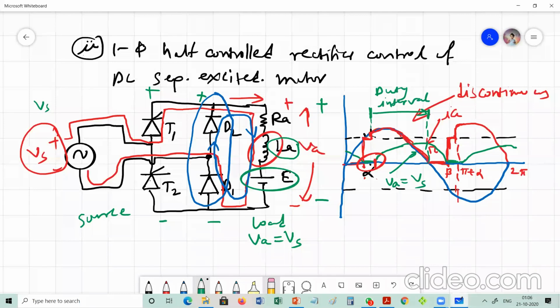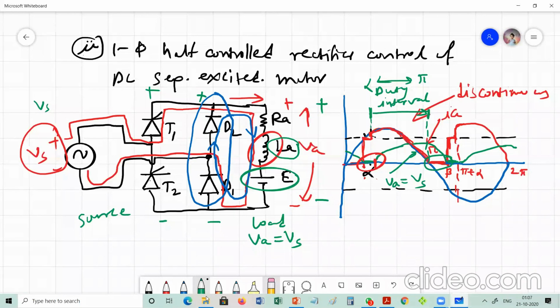Its duration starts from alpha and ranges up to pi. Again from pi to beta, if you observe, the voltage becomes zero. For this period the voltage becomes zero, which means the source is not connected to the load.